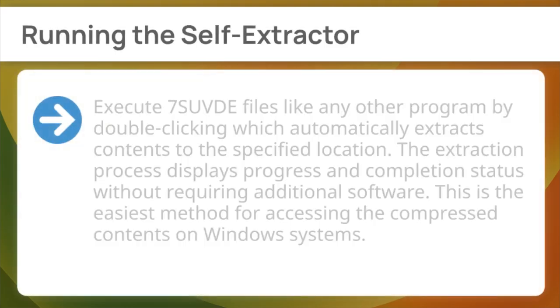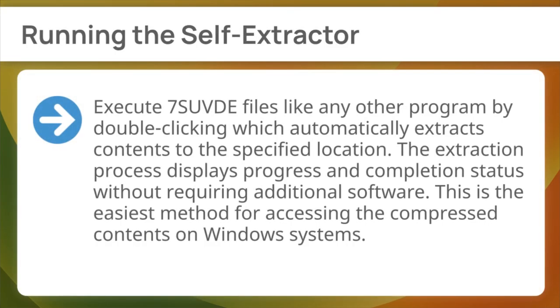First, running the self-extractor. Execute 7SUVDE files like any other program by double-clicking, which automatically extracts contents to the specified location. The extraction process displays progress and completion status without requiring additional software. This is the easiest method for accessing the compressed contents on Windows systems.